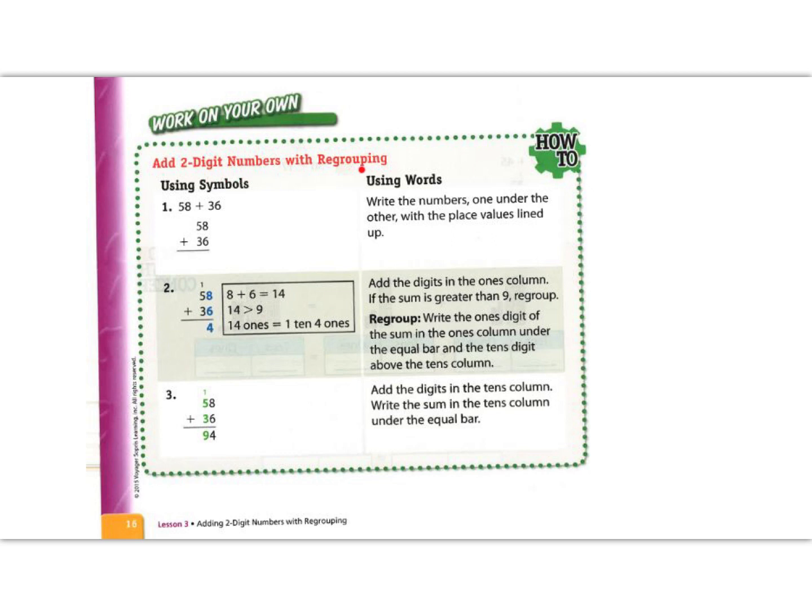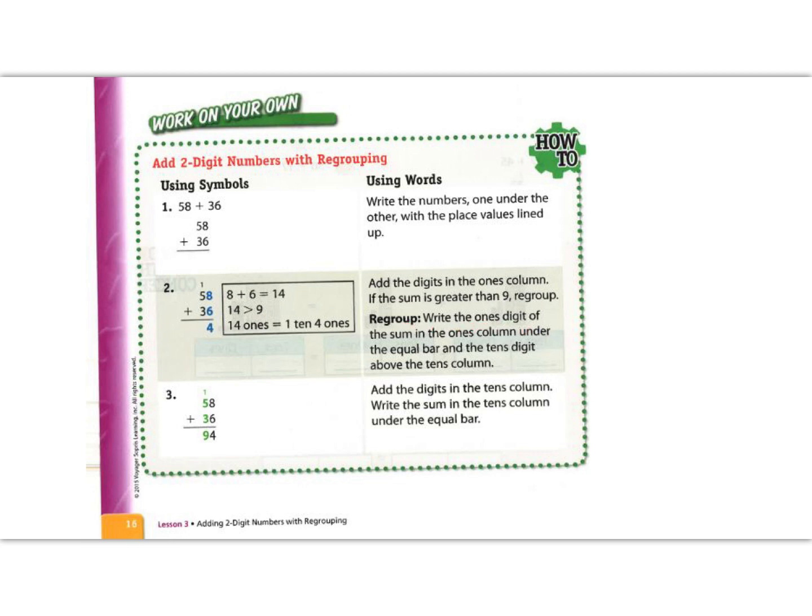So adding two-digit numbers with regrouping using symbols, 58 plus 36. Write the numbers one under the other with the place values lined up, just like we just talked about. And then it says add the digits in the ones column. If the sum is greater than 9, then you have to regroup. 8 plus 6 is 14, which is greater than 9. So you have to regroup because it's 1 ten. So you leave the 4 ones and then you carry the 10.